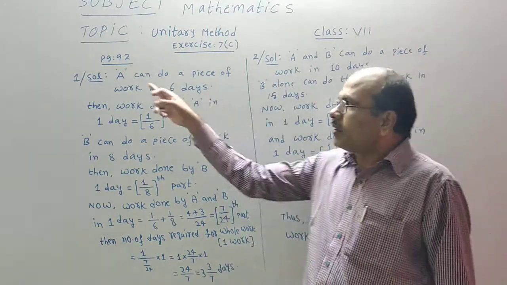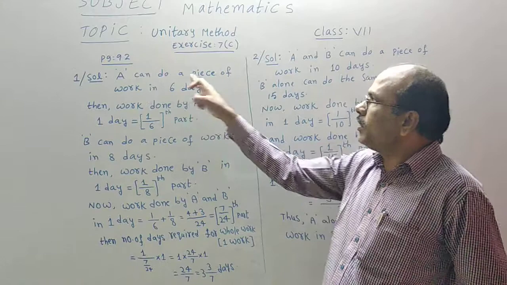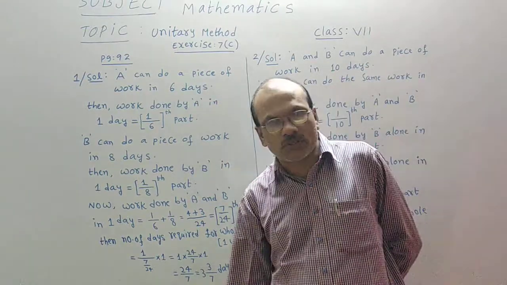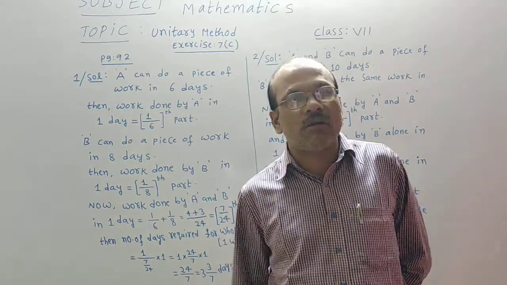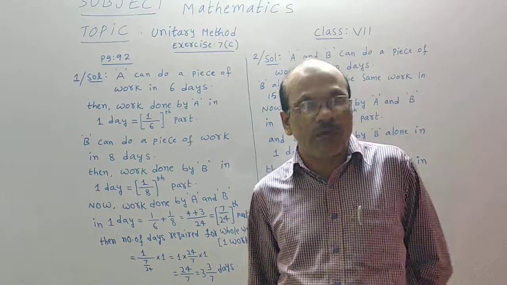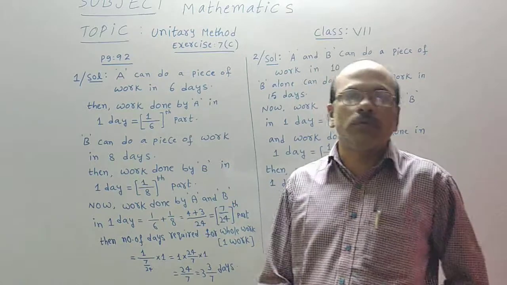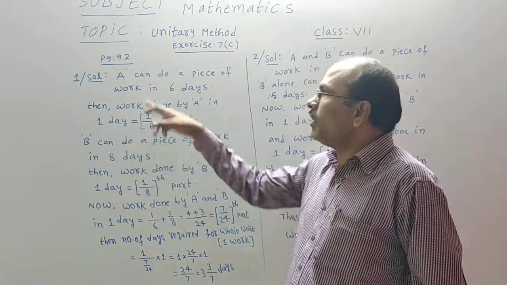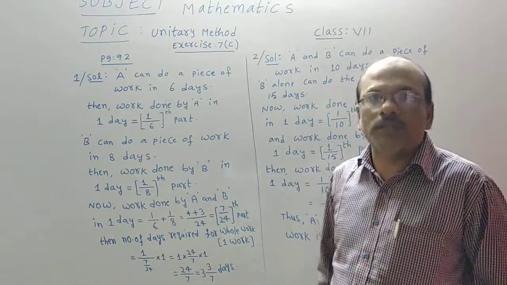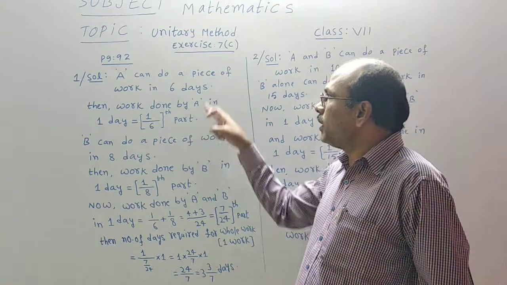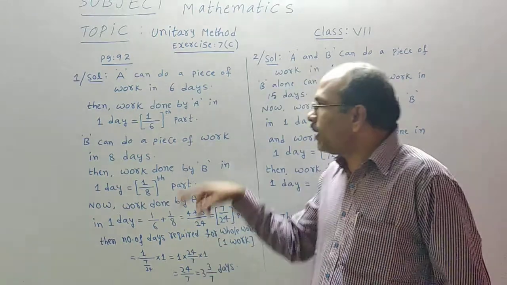See here, there is a person, named only A. A can do a piece of work in 6 days, because people are doing work here and there. It may be the construction of a house or digging a well. Certain tasks are done by the people. In the same way, a person called A can do a piece of work in 6 days. Then the work done by the person A in 1 day is 1/6 part.